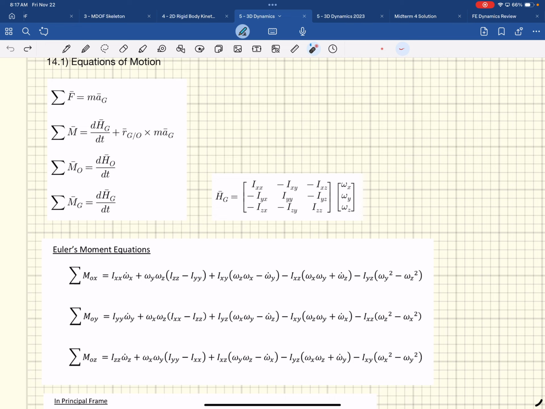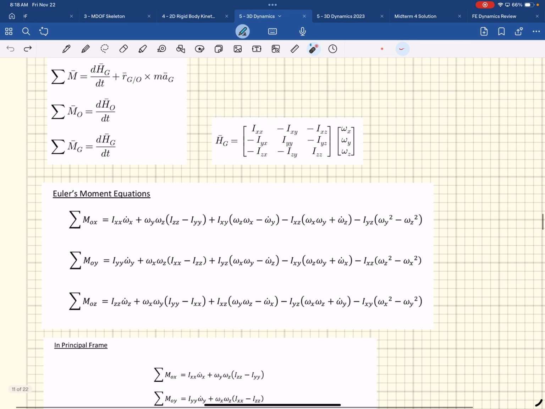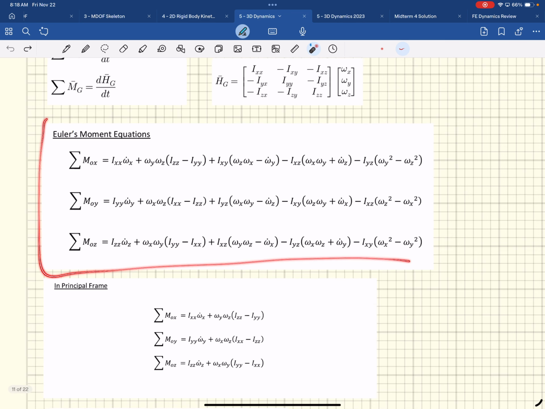And then I also get 3 moment equations because I have rotations about the x, y, and the z direction, okay? If I take this definition of what H_G is and I substitute it into this over here, this thing blows up and it becomes this. These are Euler's moment equations, right? That's what we're going to have to use.